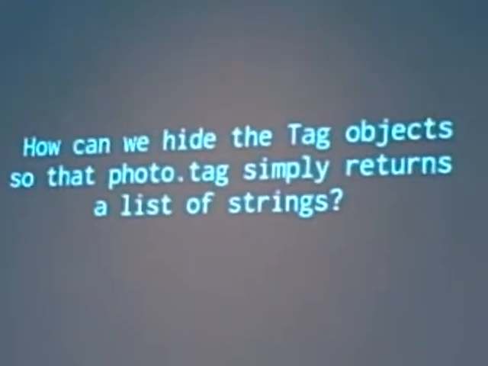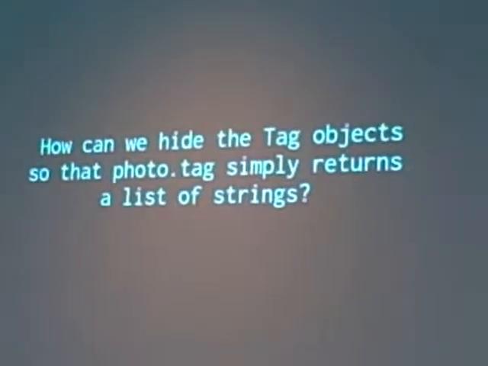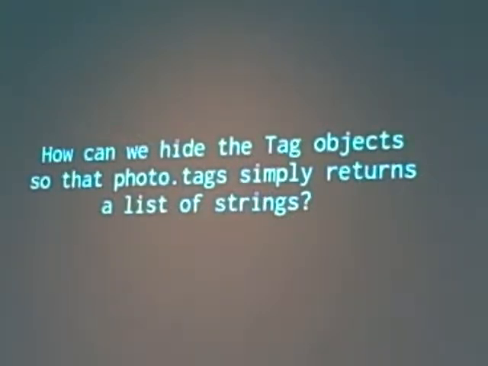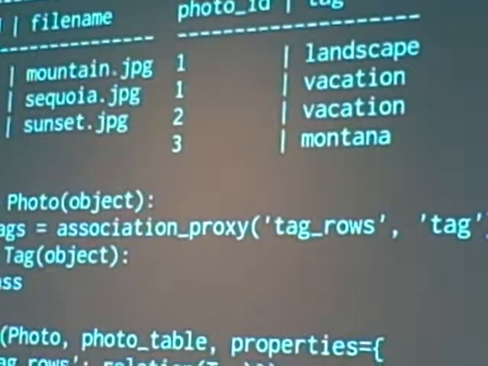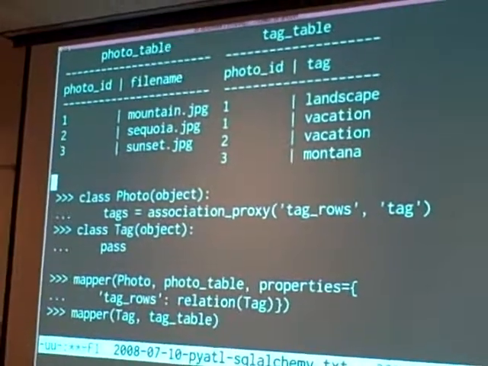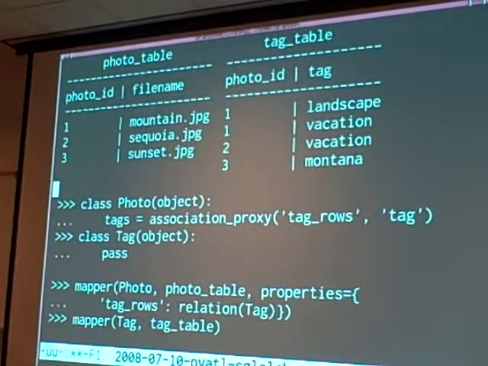How can we hide all of those horrible, horrible tag objects so that photo.tags simply returns a list of strings? Well, let's look back at this, and this is the only time tonight that you will see me actually make a class that has something inside of it besides pass.